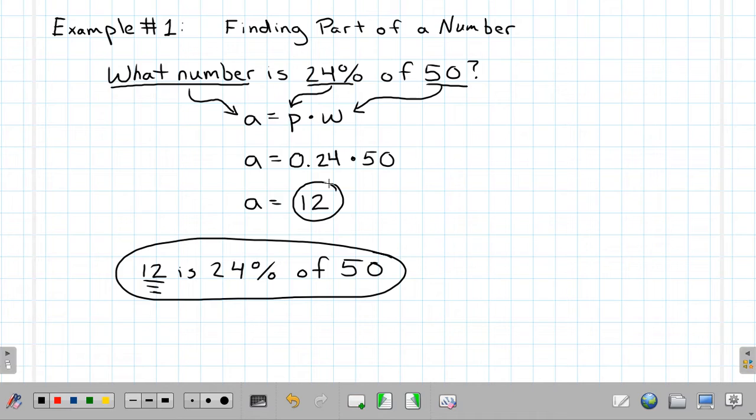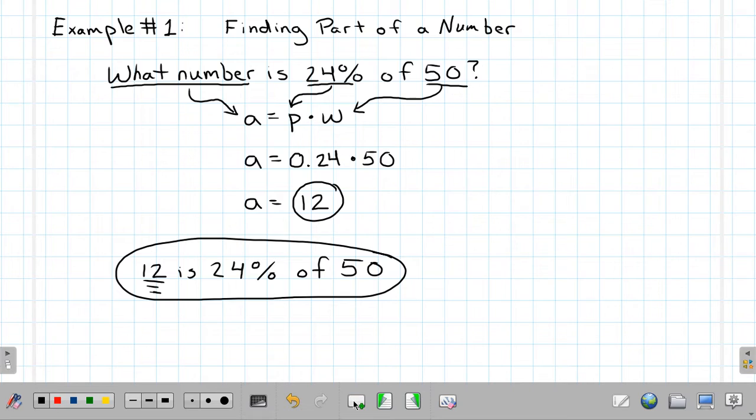All right, so a real world example where this could be relevant, let's say there's 50 cars in the parking lot, and you know 24% of those cars are red. Well, in this case, the answer to how many cars are red, if 24% of 50 is red, then that's 12 cars, okay? So once again, this formula allows us to say, what number is 24% of 50? Well, 12 is 24% of 50, okay?